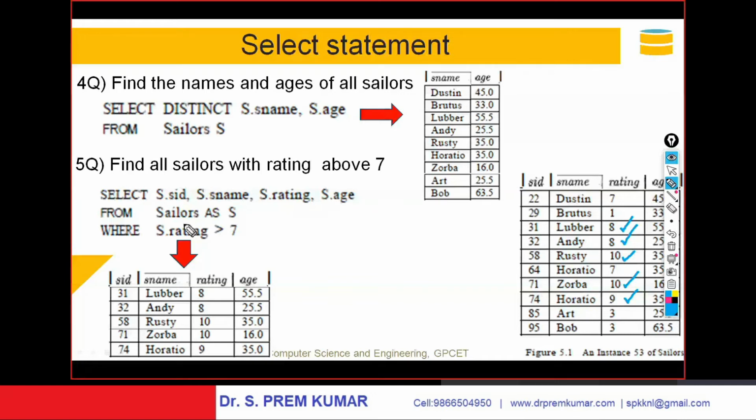If you observe the original table, Lubber's rating is greater than 7, and hence you got the data of Lubber. Here Andy, so in the output you got Andy. You are having Rusty, in output you got Rusty. Here you are having Zorba, output you got Zorba. Here you are having Horatio, you got Horatio. Please go through these two queries.